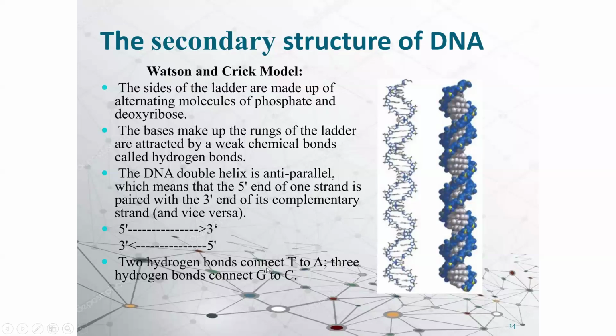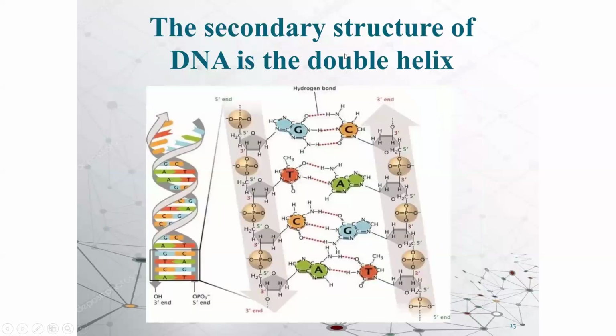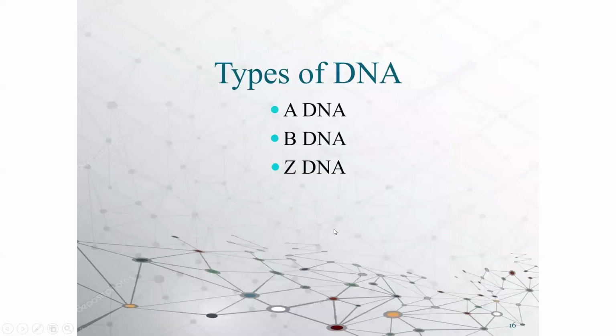So two hydrogen bonds connect thymine to adenine, and three hydrogen bonds connect guanine to cytosine. So here thymine pairs with adenine with 2 hydrogen bonds, whereas guanine pairs with cytosine with 3 hydrogen bonds. So the secondary structure of DNA is a double helix model. It was proposed by Watson and Crick.